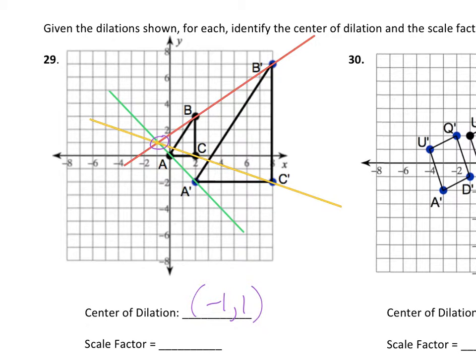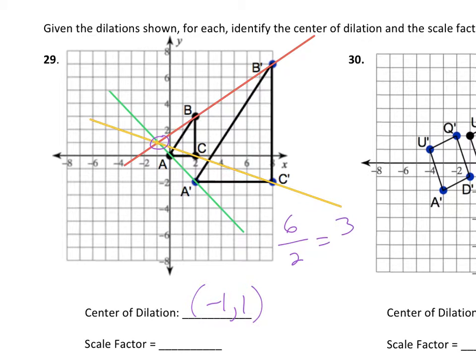When I do a dilation, I create similar figures, and the scale factor is going to be the ratio between corresponding sides from one triangle to the next, or one quadrilateral to the next. So if I'm looking at my pre-image, AC is 2 units, and then if I count A prime, C prime, I'm getting 1, 2, 3, 4, 5, 6. So my scale factor is always going to be the new image over the pre-image, which would be 6 over 2, which is 3 over 1.